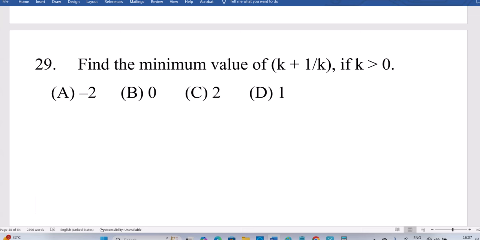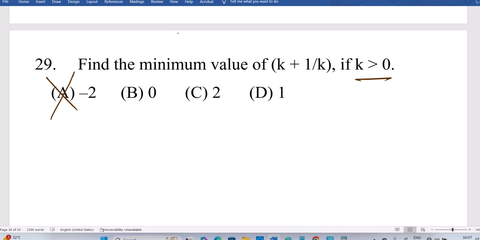What is the minimum value of k plus 1 by k? Minimum is 1. Is it minimum 1 or 2? You tell me. You take some value, sir. See, k value must be, option A is wrong.